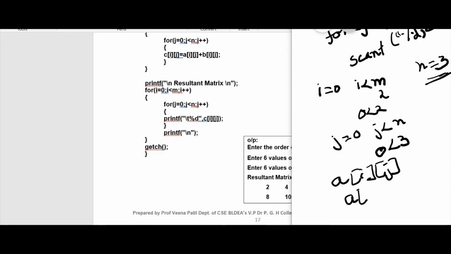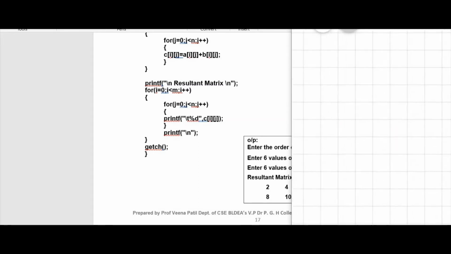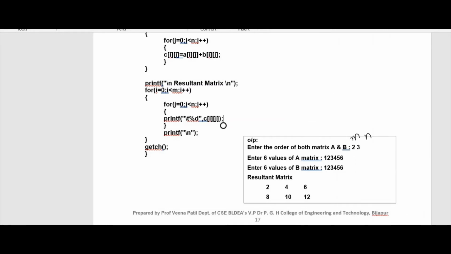So what is the value of i? i is 0, j is 0. So the first value will be assigned here. What is the first value? The first value is a here. The user has entered 1, 2, 3, 4, 5, 6.